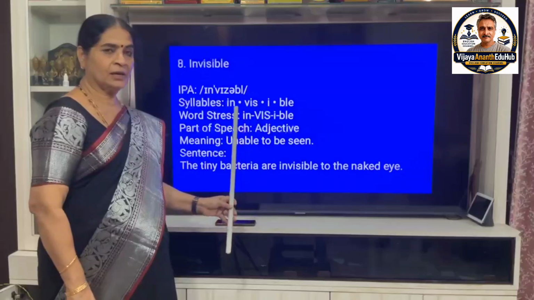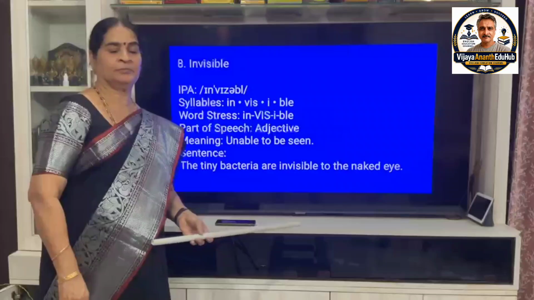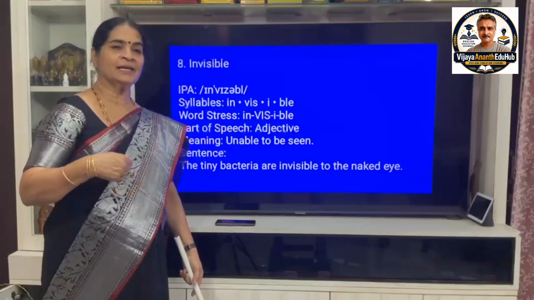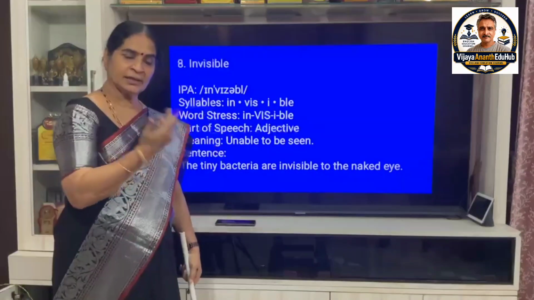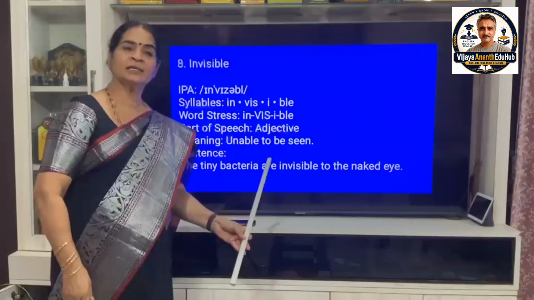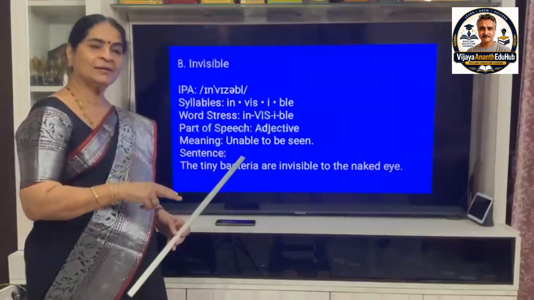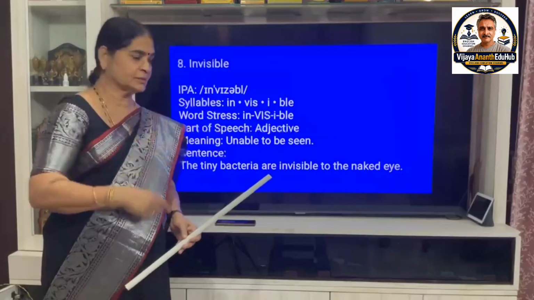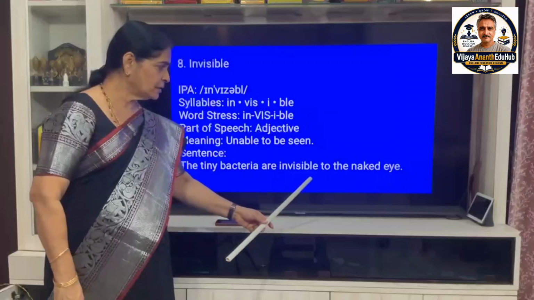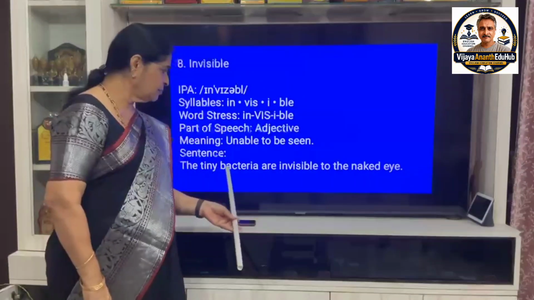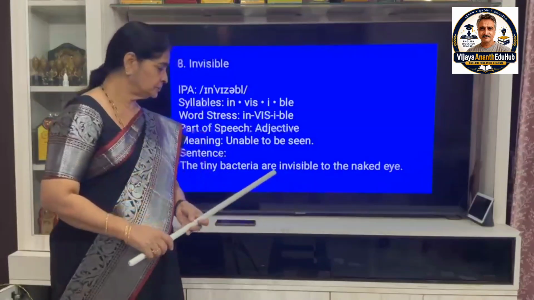Invisible. Part of speech, it's an adjective. Unable to be seen, and it's an antonym to visible. Visible means something that can be seen. Here invisible means something which cannot be seen. Both are opposite words, but both are developed from the same root, vis. Sentence: The tiny bacteria are invisible to the naked eye. They cannot be seen.